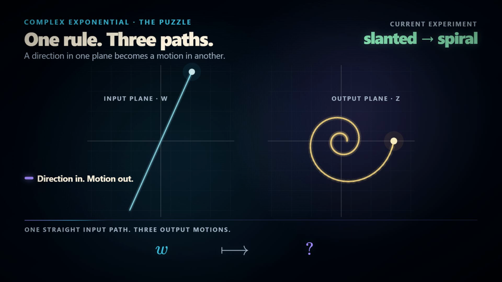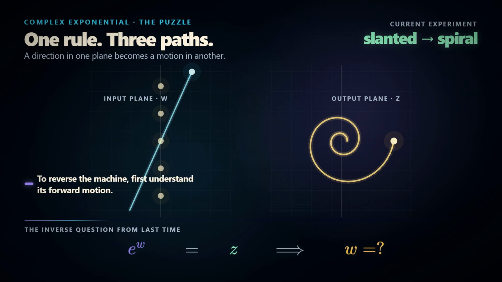3 motions, 1 rule. What can read direction in one plane and turn it into growth plus rotation in another? The previous film ended with an inverse question. If an exponential lands at a complex number, which input produced it? First, understand the forward machine.